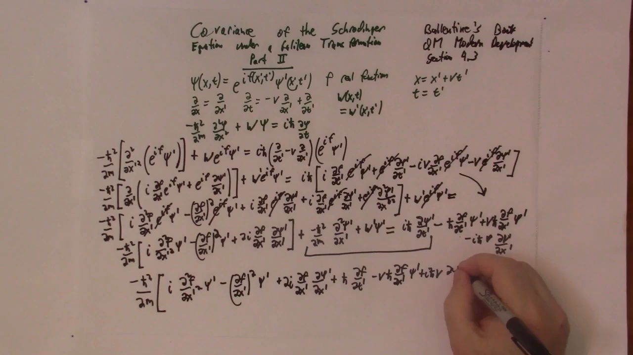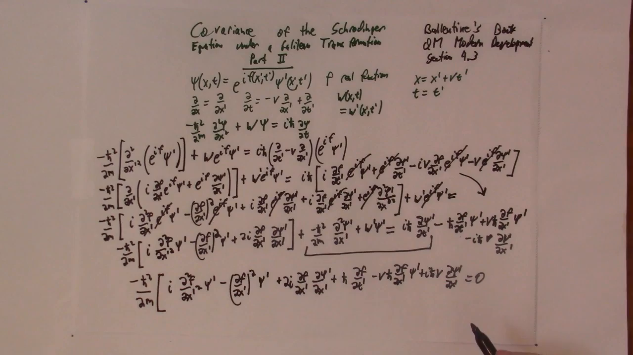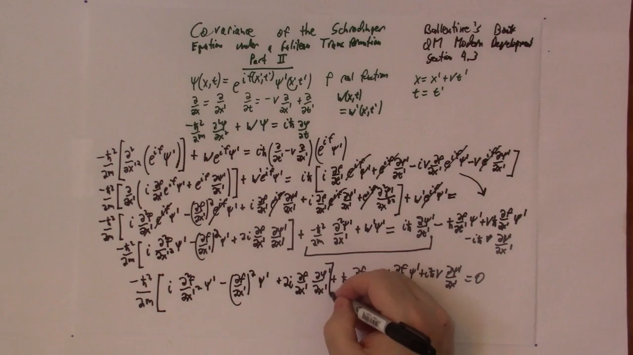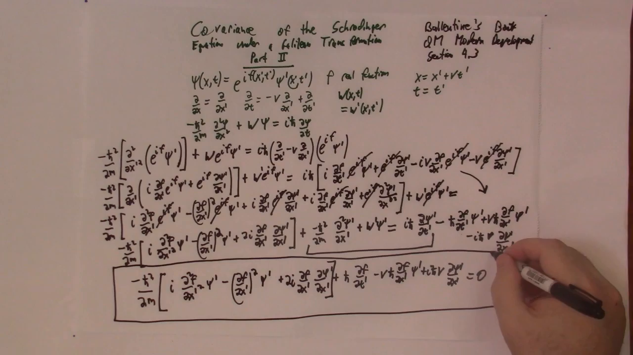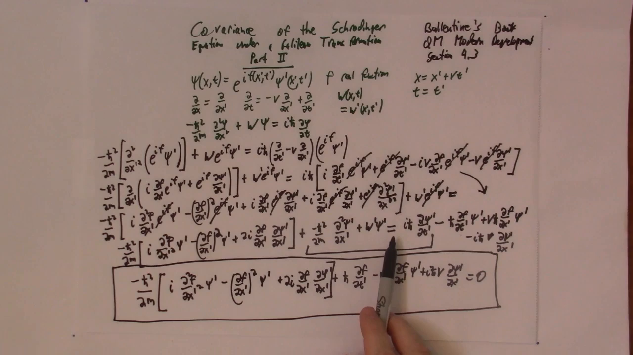If we can satisfy, I left out a bracket here, if we can satisfy this equation, then we will have shown that the Schrodinger equation is covariant, has the same form in both reference frames, the primed and the unprimed reference frame.